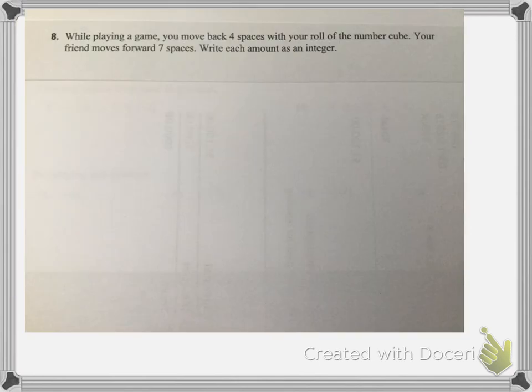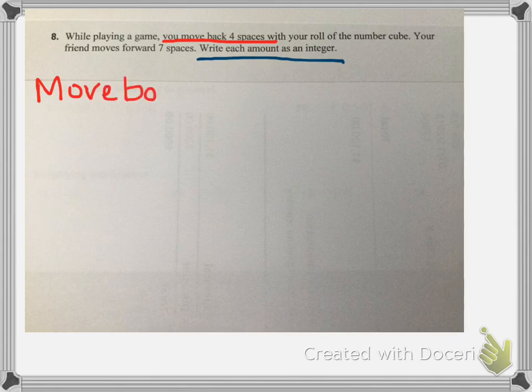For the next question, the question reads, while playing a game, you move back 4 spaces with your roll of the number cube. Your friend moves forward 7 spaces. The question is asking you to write each amount as an integer. Okay? Everybody always seems to have a problem with this question, but it's actually very simple. So we are going to write as an integer what it would look like to move back 4 spaces. If I were to move back 4 spaces, how would I write that as an integer?